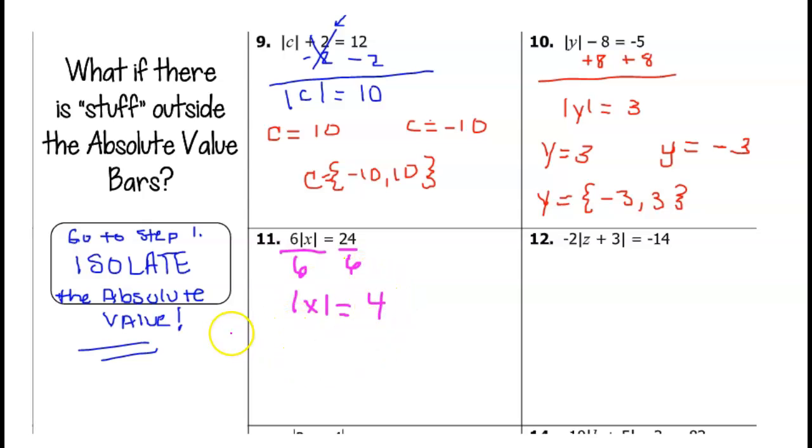And then I'll go through my same steps, right? x equals the positive of 4, and x also equals negative 4. My solution set, x equals negative 4 and positive 4.